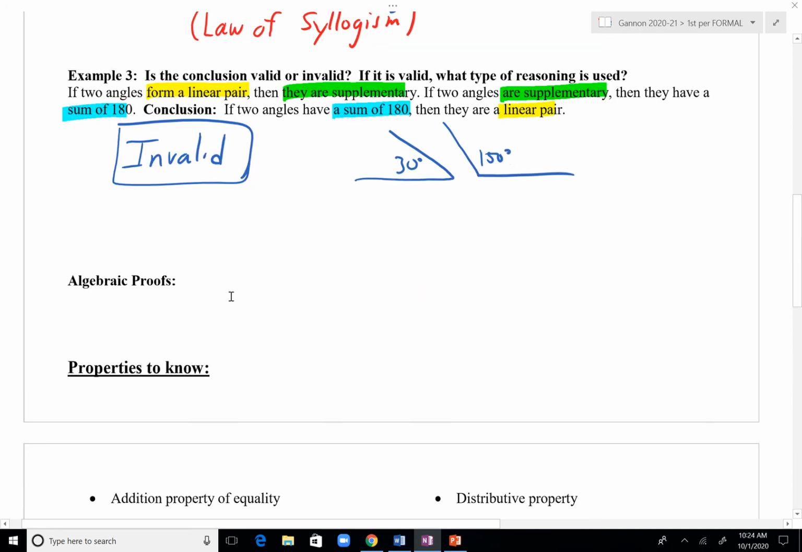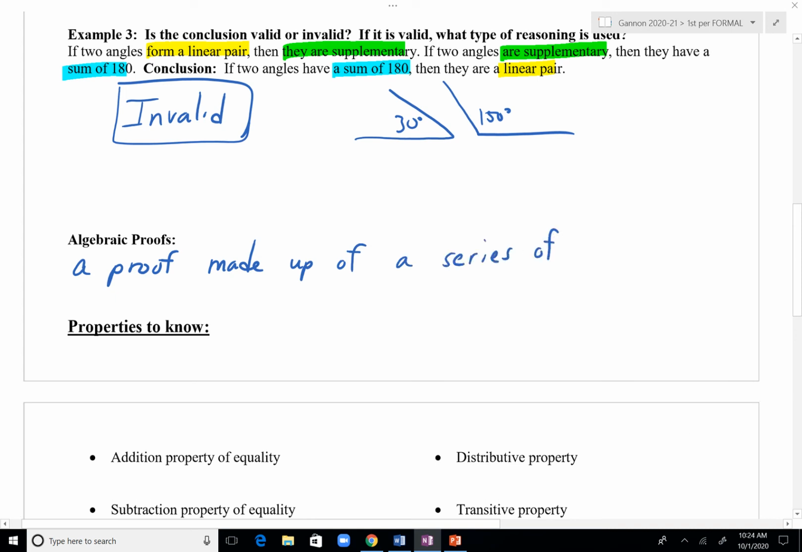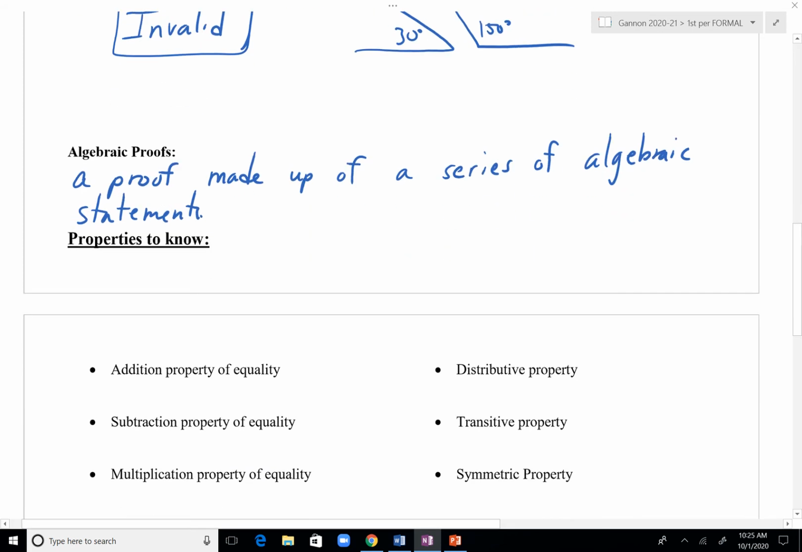All right, the next thing we're going to look at, guys, is algebraic proofs. An algebraic proof is just a proof made up of a series of algebraic statements. Okay. So an algebraic proof is a proof that is made up of algebraic statements. And this is something that you guys may have done in an algebra class. Possibly, possibly not.